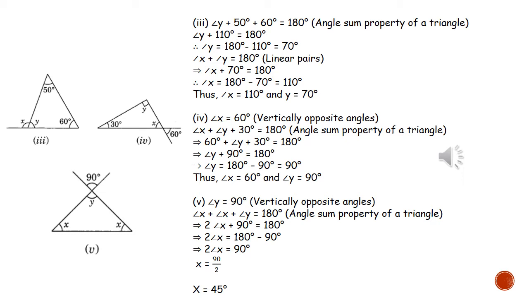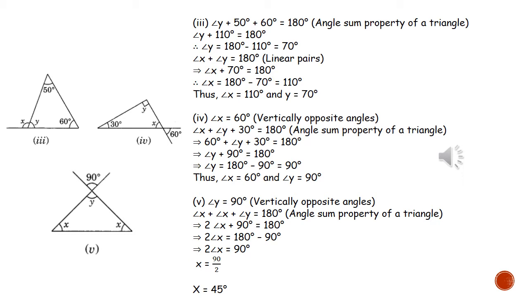Now if y is equal to 70, x plus y are linear pair. So x plus y is equal to 180 degree. x plus 70 is equal to 180 degree. x is equal to 180 minus 70, that is 110. In the fourth figure, x is equal to 60 because they are vertically opposite angles. Then we can solve it by using angle sum property.